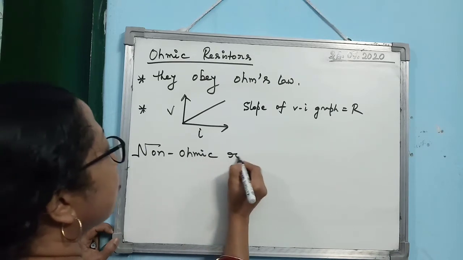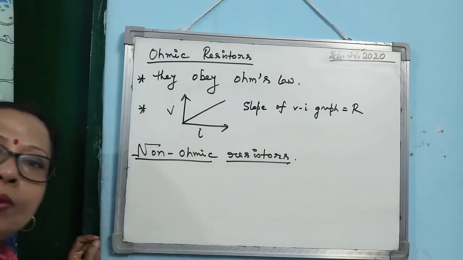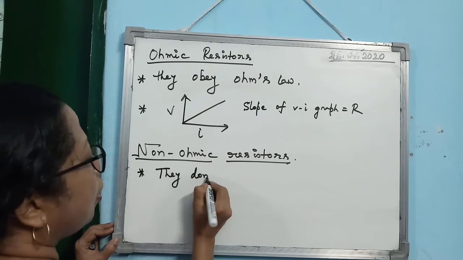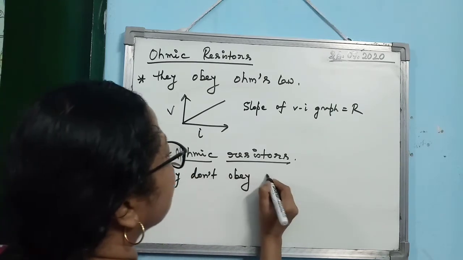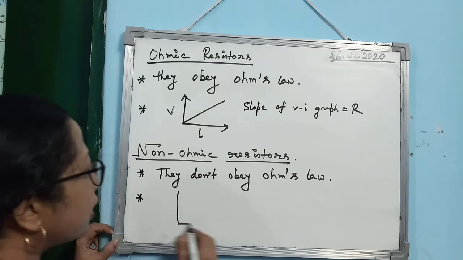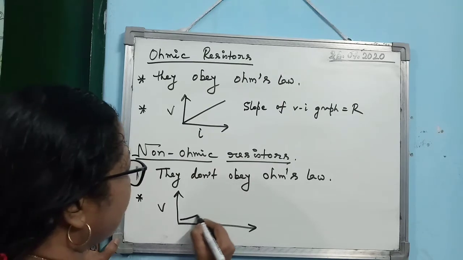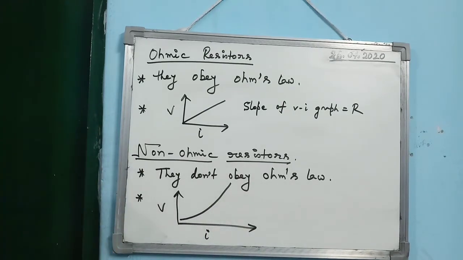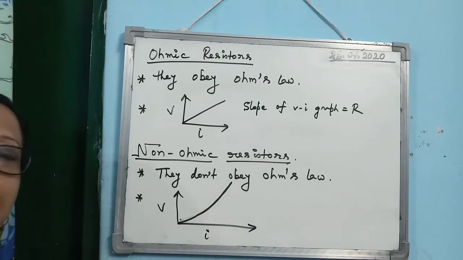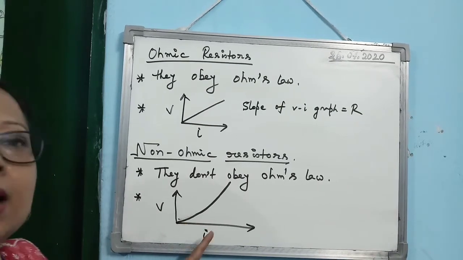Alright, next is non-ohmic conductor. Now from the name only you can make out, and applying your common sense, if you have any, you can say what is non-ohmic resistor. Non-ohmic resistor means they do not obey Ohm's law. Is that clear? So as they do not obey Ohm's law, if you draw the V versus I graph, instead of a straight line, it will be a curve like this. It may be any kind of curve. For one non-ohmic resistor, I am drawing it. It is a curve like this.